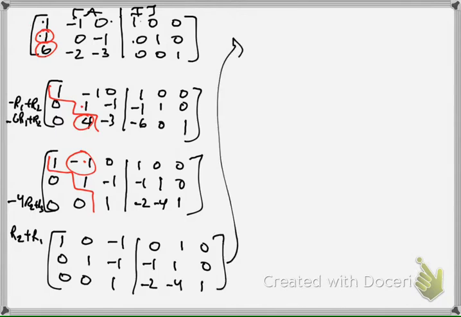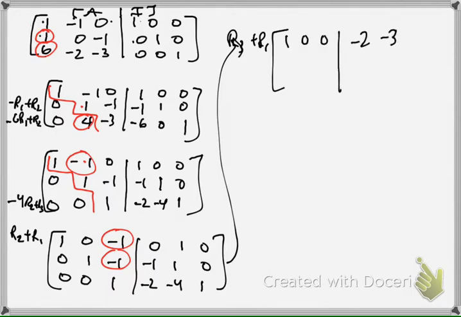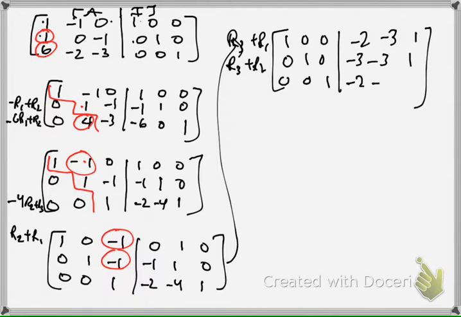Okay, we're going to move up here. And so what would my next two steps be? I now want to get this -1 and this -1 to be zeros. So let's do so. My first row, I can do row 3 plus row 1, and I'll get 1, 0, 0, -2, -3, 1. My second row, I can also do row 3 plus row 2, and I'll get 0, 1, 0, -3, -3, 1, and my last row is going to remain the same.